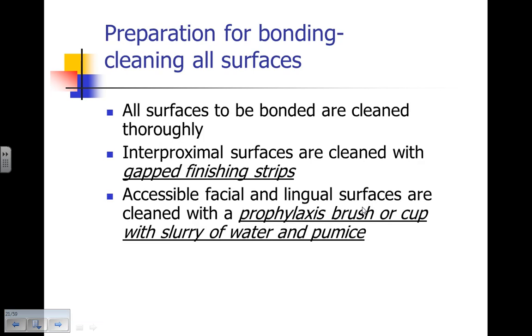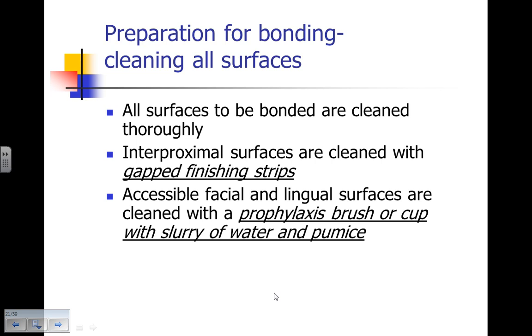We're going to be bonding to the surfaces, and when we're bonding to the surfaces, we need to clean those surfaces before bonding. We're going to clean them thoroughly with interproximal gapped finishing strips to remove any stain or any pellicle. We're going to make sure there's no plaque on the tooth. We can use a prophylaxis brush or a prophylaxis cup using a slurry, a pumice paste of water. We'd get pumice from the lab, put it in a paper cup, add water, and then we would remove excess water using a cotton roll, leaving a thick viscous paste that we'd use to clean the surface.